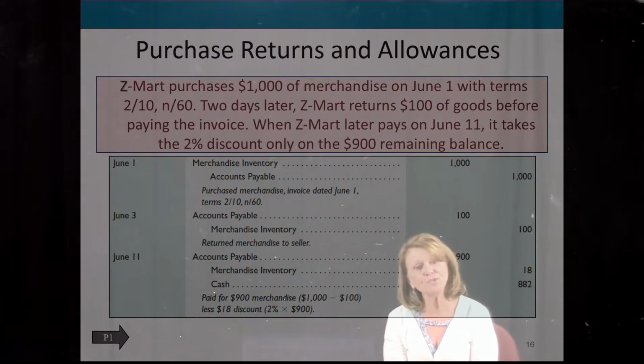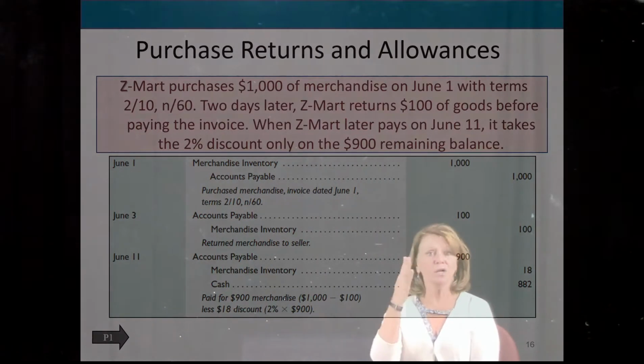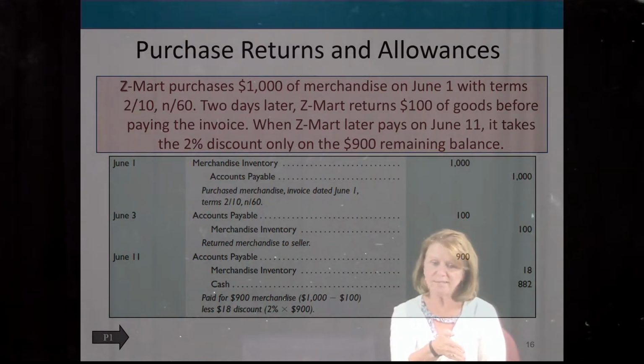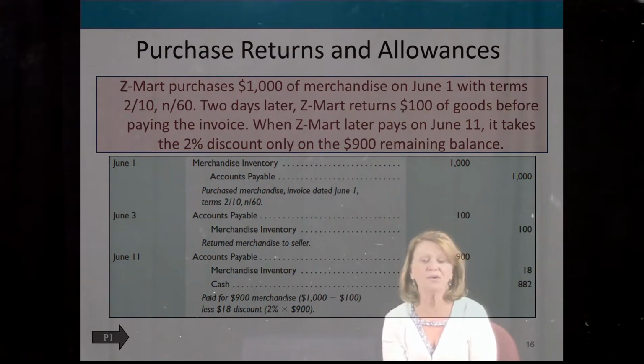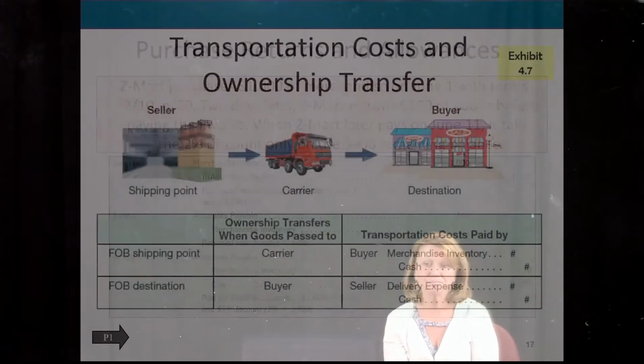So I think if you'll just look through that, it makes sense. Remember what your asset accounts are. Make sure you know that accounts payable is a liability account, and how you're reducing them. Make sure you're keeping your accounting equation in balance, and just keep all that in mind.